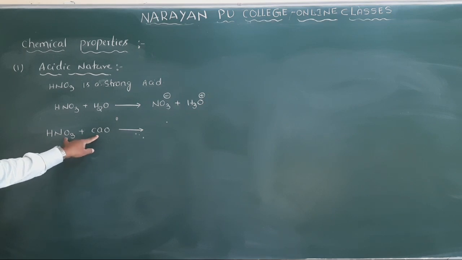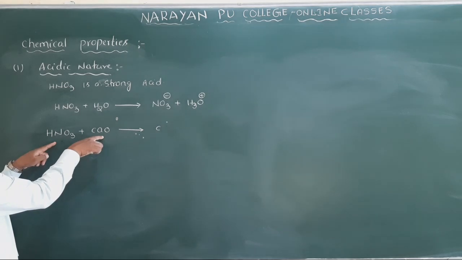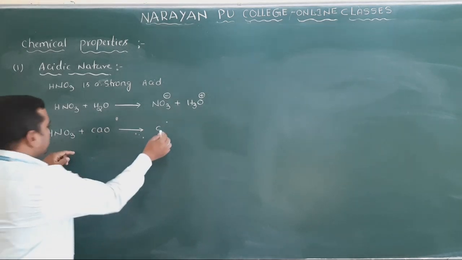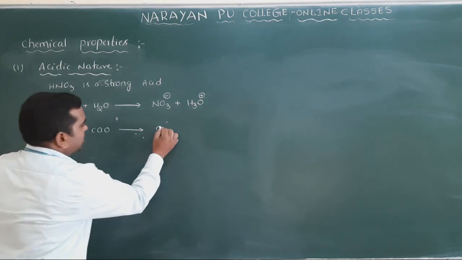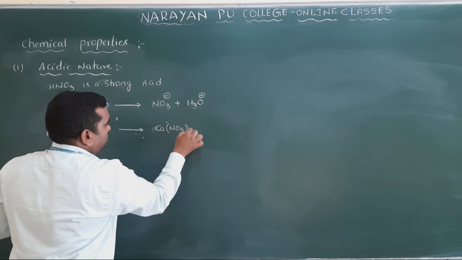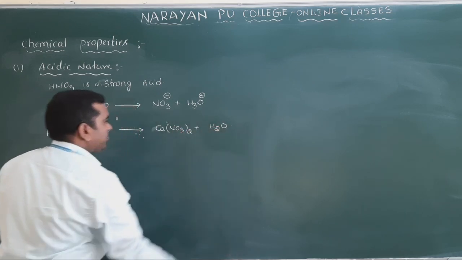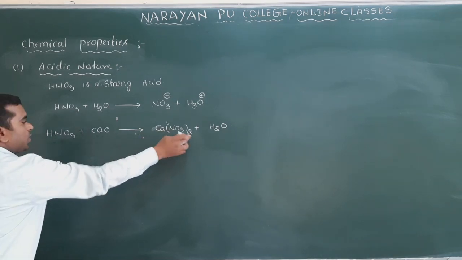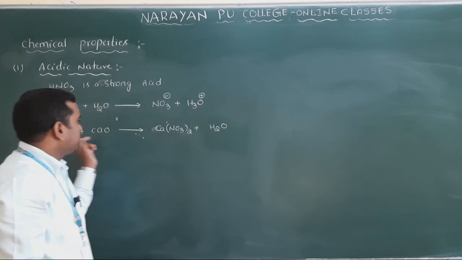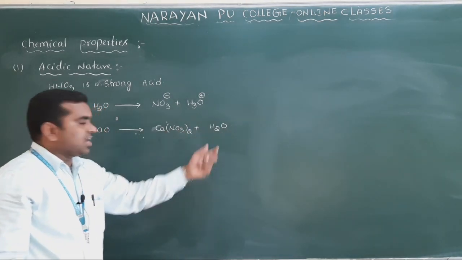If I take calcium oxide here, then what compound will you get? You will get calcium nitrate, a salt. This is the acid and this is the base. You will get salt plus water. What is the calcium nitrate formula? Ca(NO3)2 plus H2O. Clear? Since NO3 appears 2 times, I have to take 2 moles of HNO3, then H, and here 2 hydrogens are there, and here also 2 hydrogens. Salt plus water: calcium nitrate plus water.